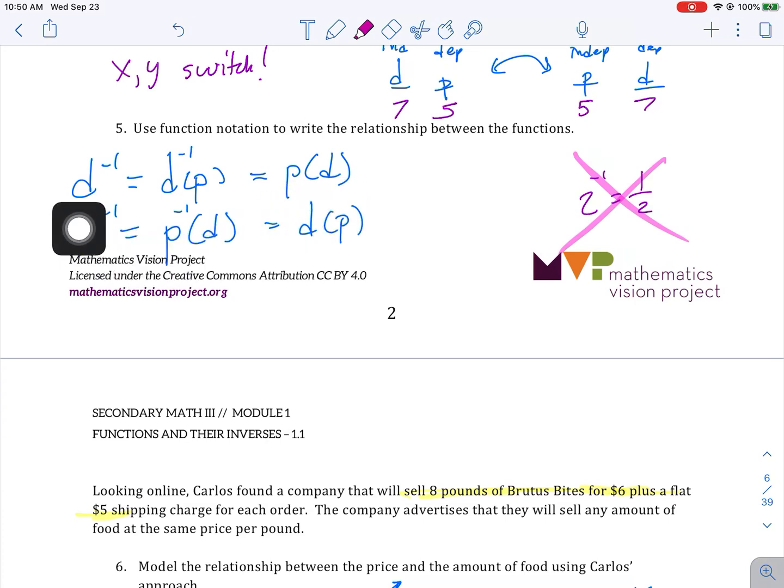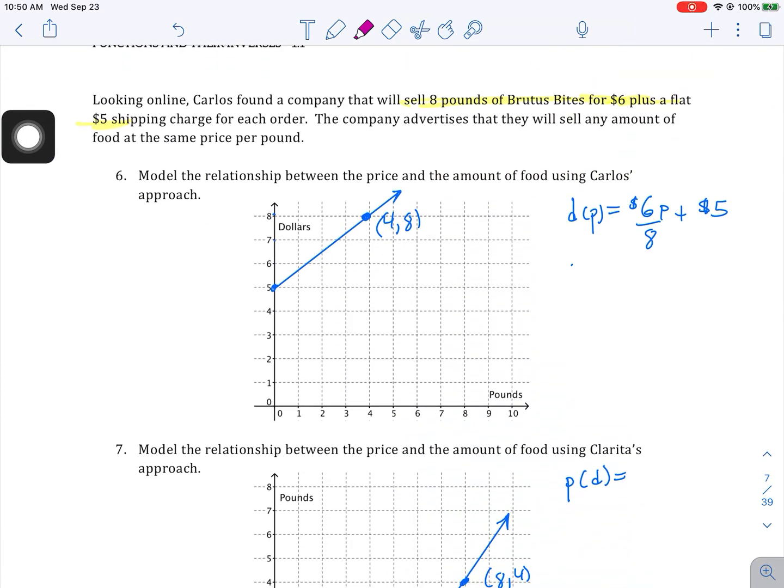And if you have the function p of d, its inverse could be either d to the negative 1 or d of p to the negative 1. I've seen both of these here. Same thing, if you have d of p, the inverse would be p to the negative 1 or p to the negative 1 of d. These are common ways of writing this, right?